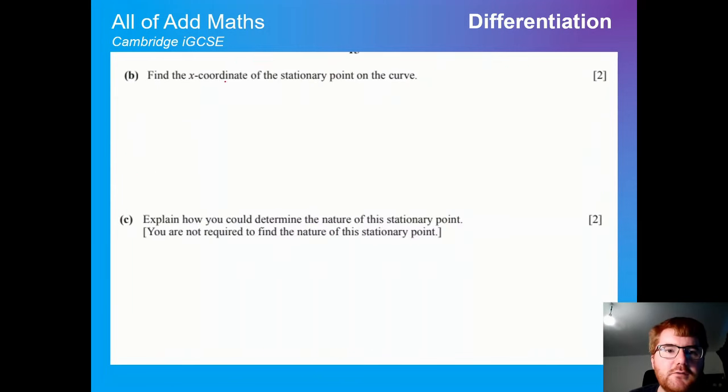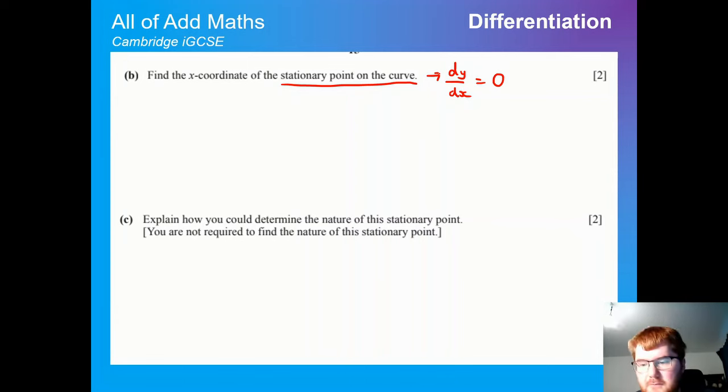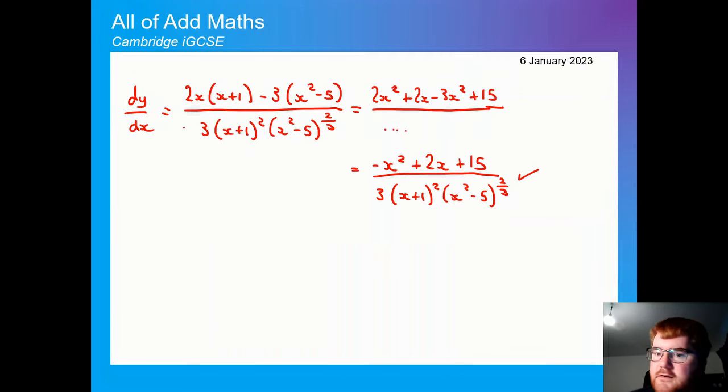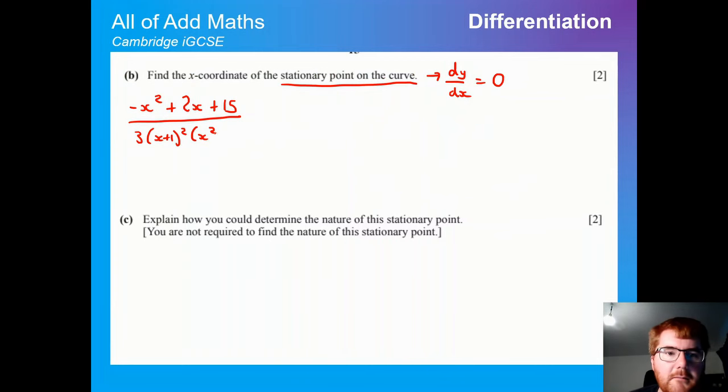Now we need to find the x-coordinate of the stationary point on the curve. Whenever you see stationary points, you need to be thinking dy by dx is equal to 0. First thing that must come into your mind. So we want to take this result that we've just generated here, minus x squared plus 2x plus 15 over the denominator, x plus 1 all squared, x squared minus 5 to the power of 2/3, is equal to 0. Now this actually isn't as bad as it looks, because if a fraction is equal to 0, then we know the numerator must be equal to 0.